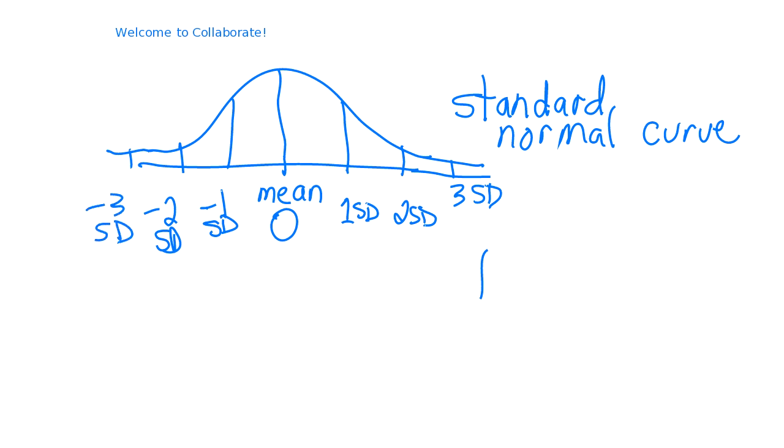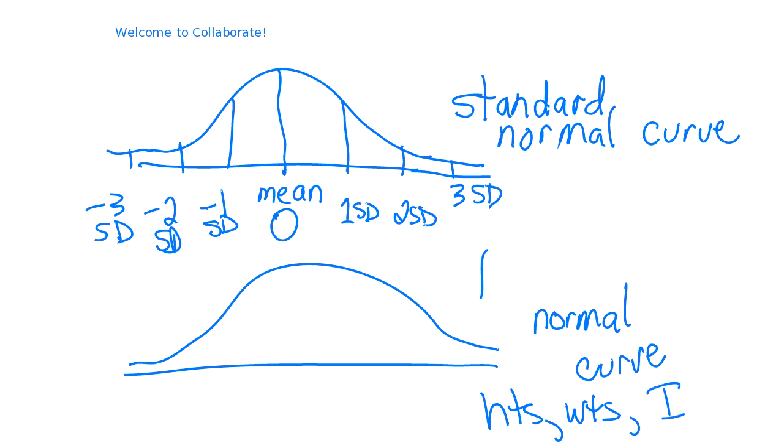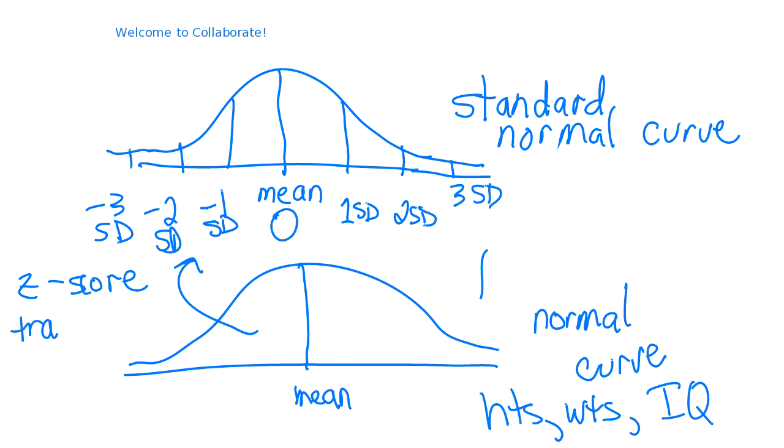Okay, so I'm going to draw a normal curve underneath here. And a normal curve is, again, like heights, weights, IQ, things like that. They all follow a normal curve. Now, again, I said the mean wasn't 0. So the mean can be anything. And what we do is we use the z-score, translates it back to the standard normal curve. So the z-score translates it back to where the mean is 0.